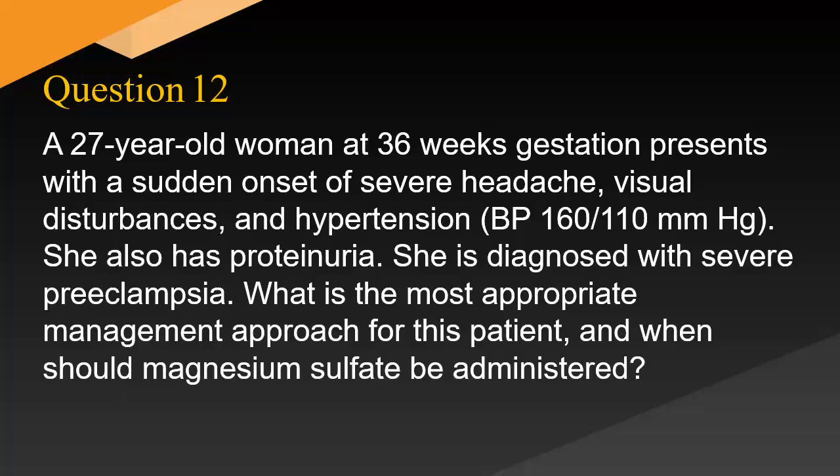A 27-year-old woman at 36 weeks gestation presents with a sudden onset of severe headache, visual disturbances, and hypertension, BP 160/110 mmHg. She also has proteinuria. She is diagnosed with severe preeclampsia. What is the most appropriate management approach for this patient, and when should magnesium sulfate be administered?